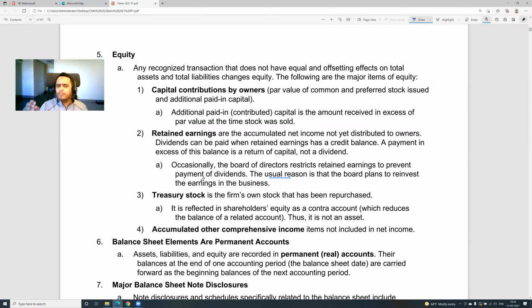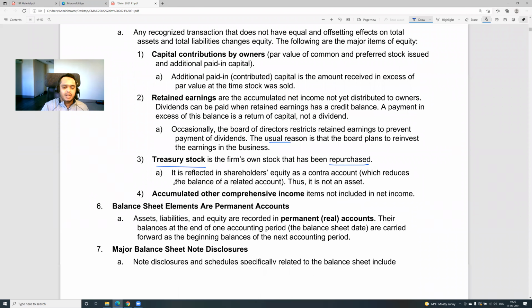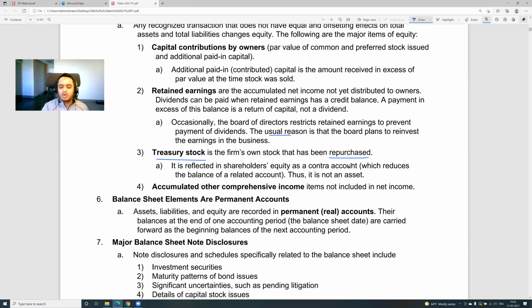Now, when I do a buyback of shares, that is treasury stock: a firm's own stock that has been repurchased. It is reflected in shareholders' equity as a contra account, which reduces the balance of the related account. Thus, it is not an asset.